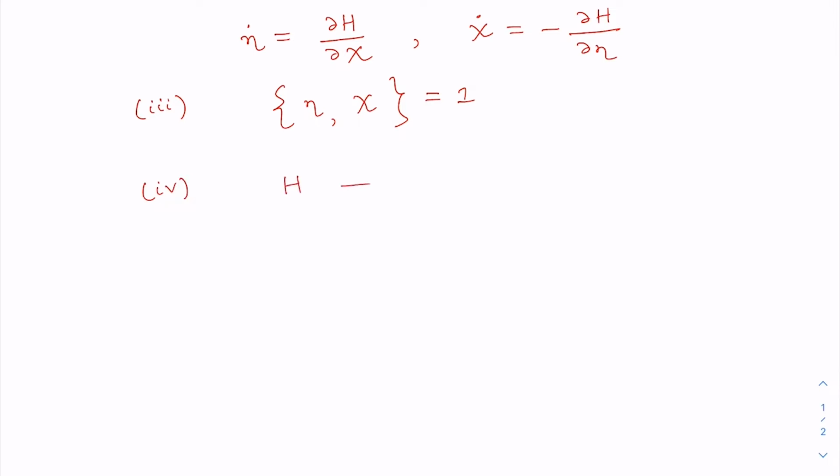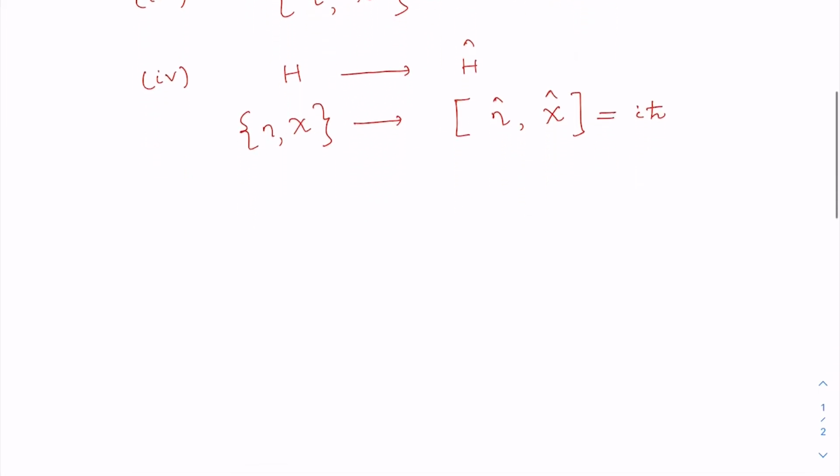This classical Hamiltonian would now be represented by an operator, and this Poisson bracket relation would be replaced by the so-called commutation relation in quantum mechanics. Eta and chi would now take the form of operators, and the commutator would be equal to i h cross. So this is basically the procedure for canonical quantization.